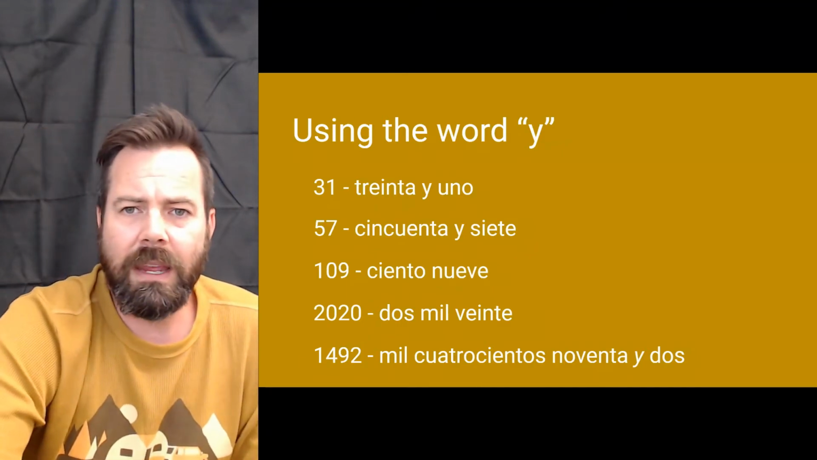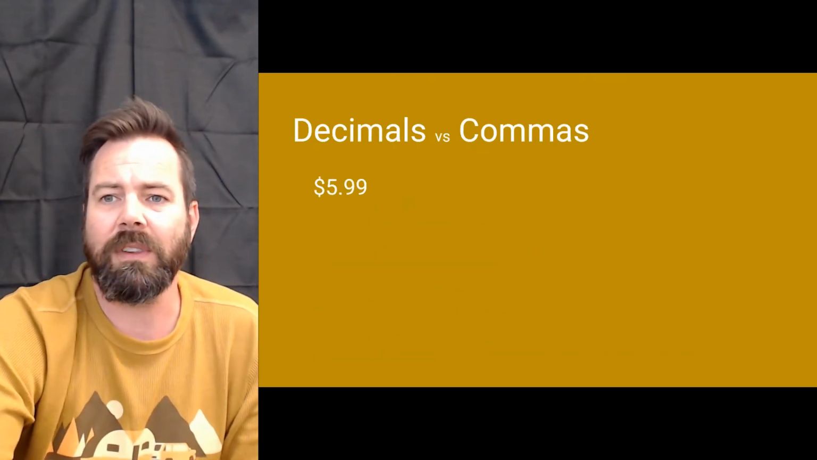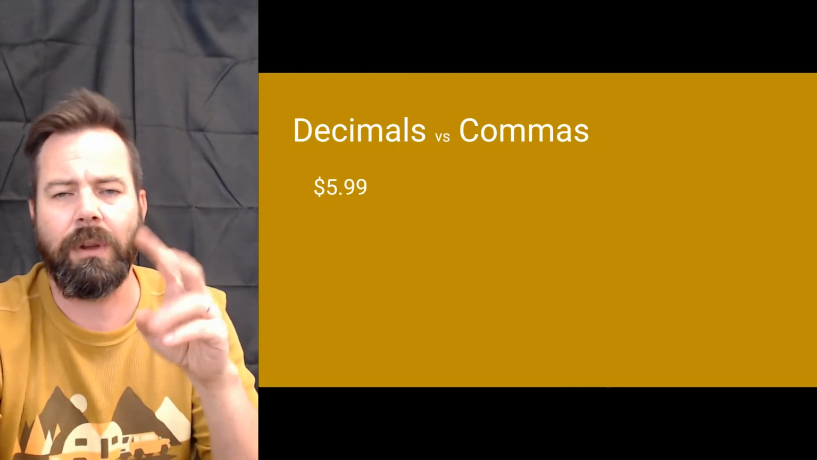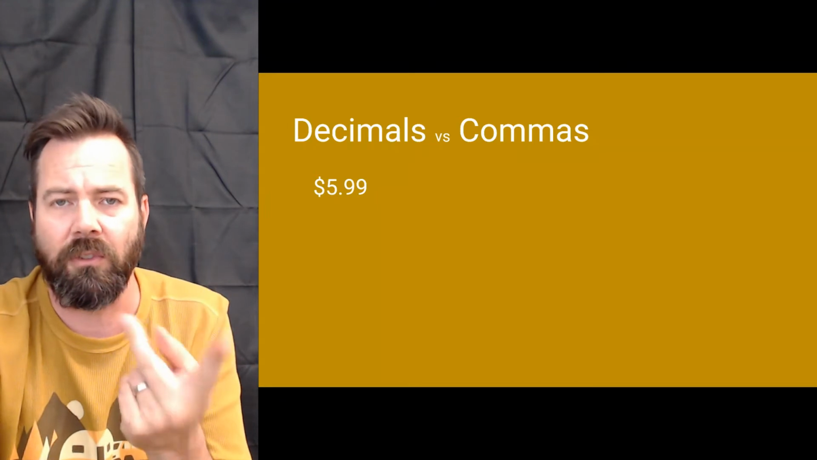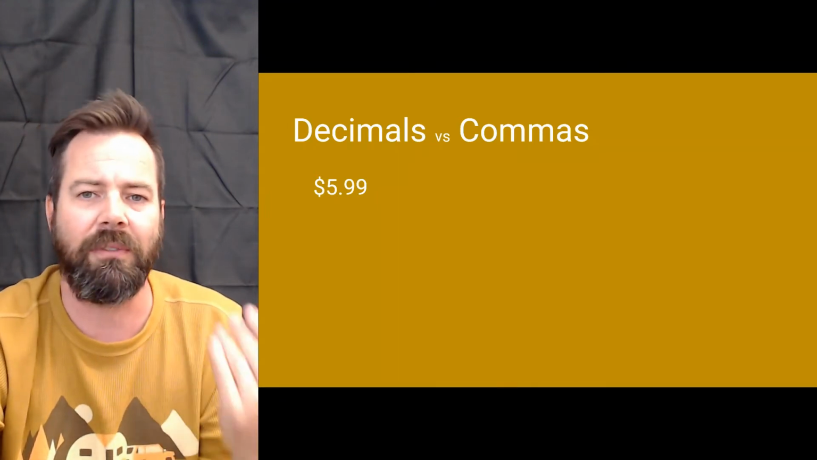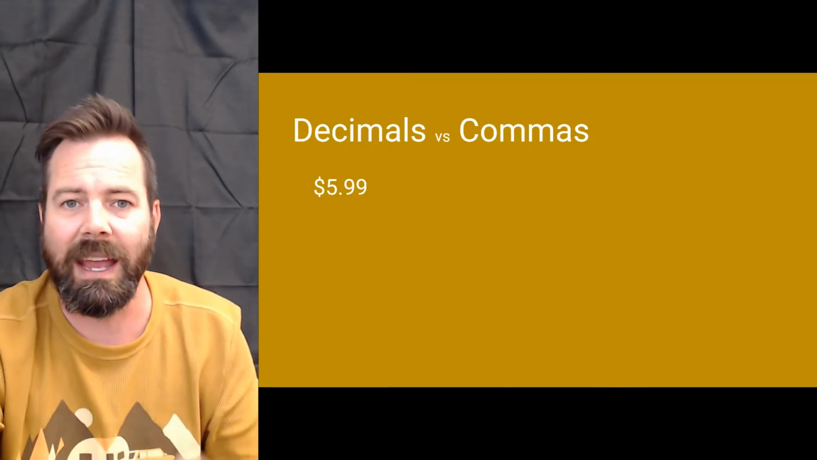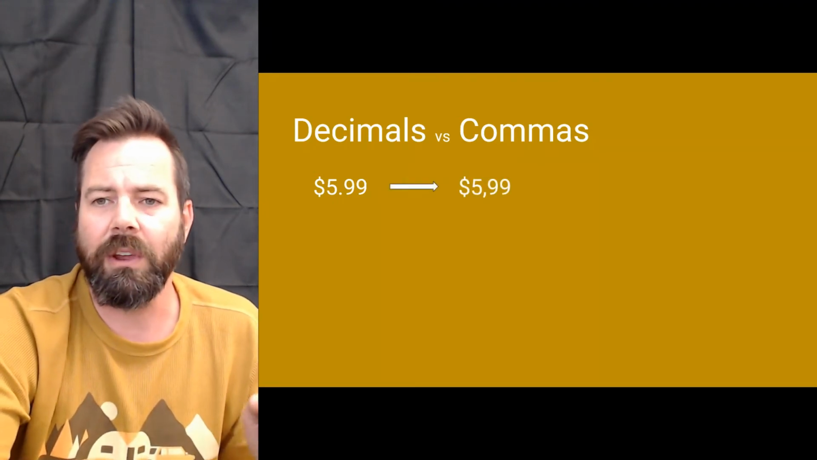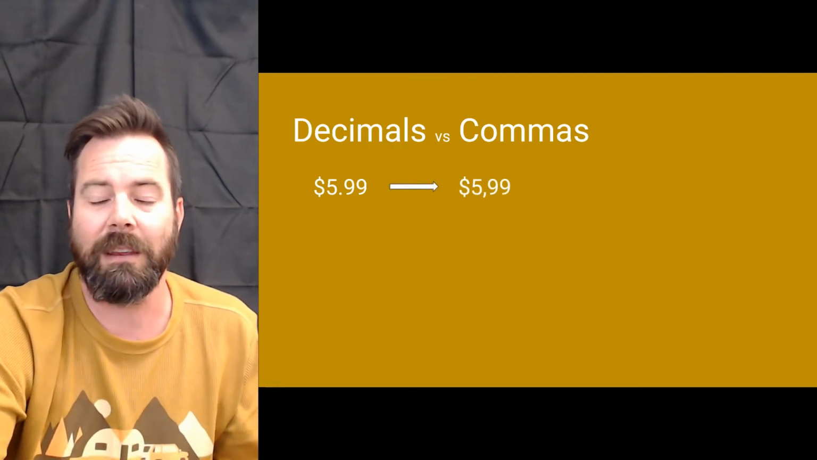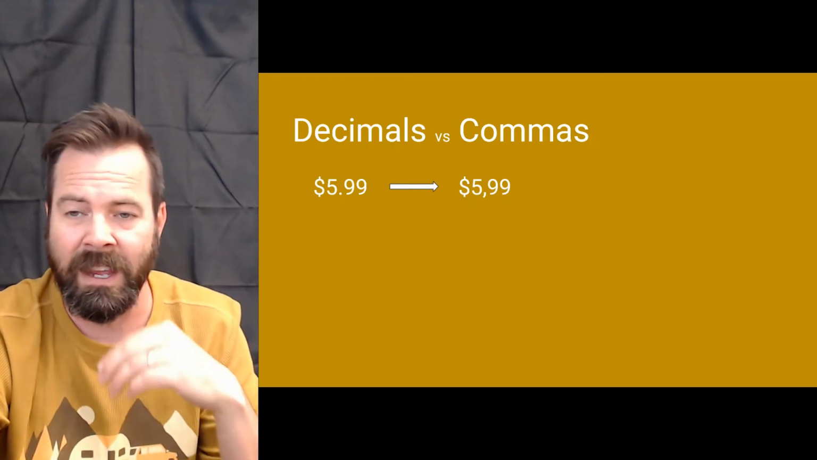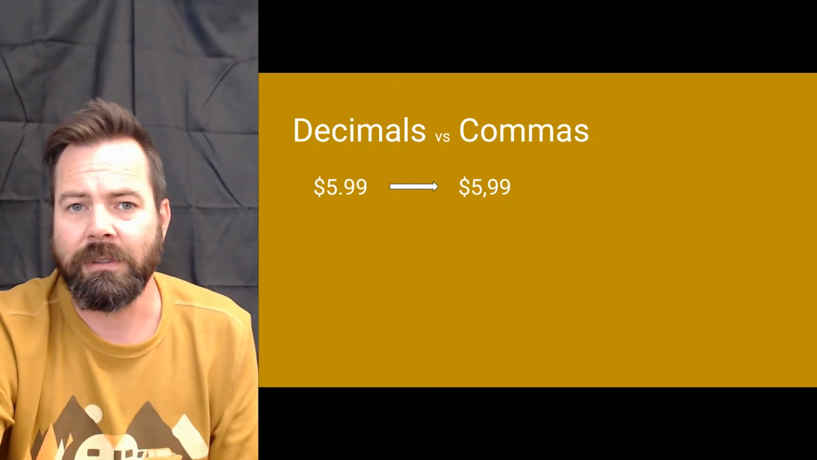Okay, next funky thing about numbers is decimals versus commas. In English, usually, you'll see that the decimals and the commas are switched. Okay, so in English, if something's 5.99, you'd put a decimal there. However, if you go to Mexico, for example, and you buy something in pesos, it'll be 5,99. Okay, so it would switch.